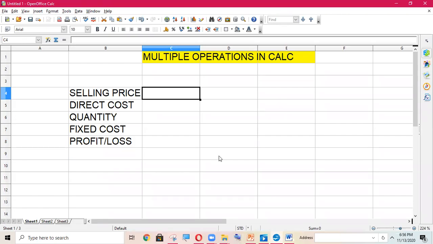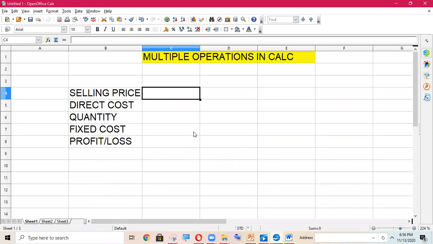Hello everyone. In this video, let's see about the multiple calculations. Multiple calculation is used mostly on the business side, so it will be very useful for business people also. It is used to find whether selling this many pens is a profit or a loss. This kind of information, it gives you.